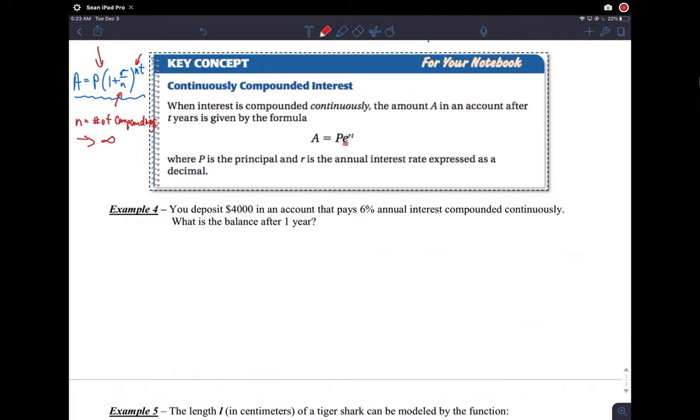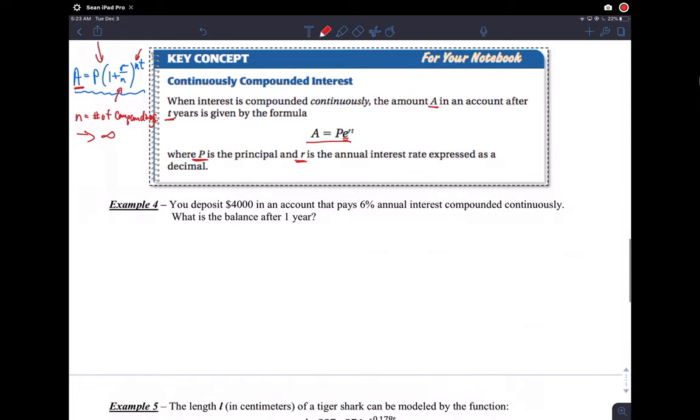Okay, so let's look at the formula again. This will be given to you. A is the amount in my account after t years, just like in our previous function, where P is the principal, the amount I deposit initially, and r is the annual interest rate. So most of them are the same as in our previous formula. You're just substituting things into the formula and applying it. You're not really solving a problem here.